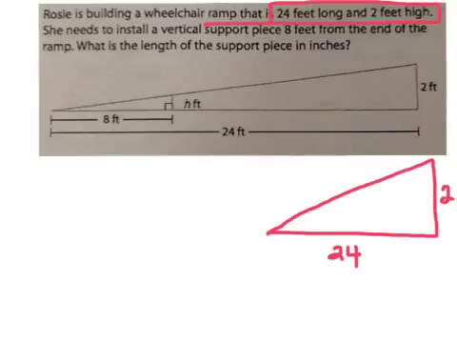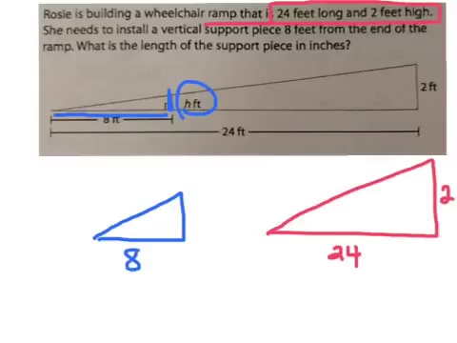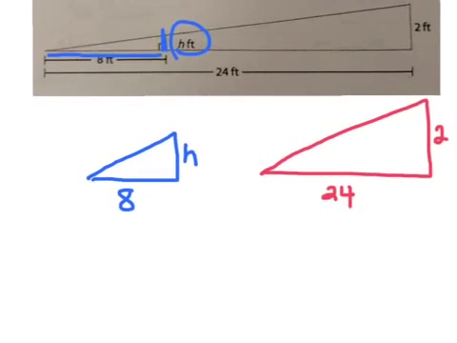Then when you keep reading, it says she needs to install a vertical support piece that's 8 feet from the end of the ramp. That is this distance right here. Okay, we don't know how tall, that's why it has an H. So I'm going to draw the other triangle right here. It says it's 8 feet and I don't know, H. I'm going to use these 2 diagrams that I have now to set up my 2 fractions or proportions and solve for the missing amount.